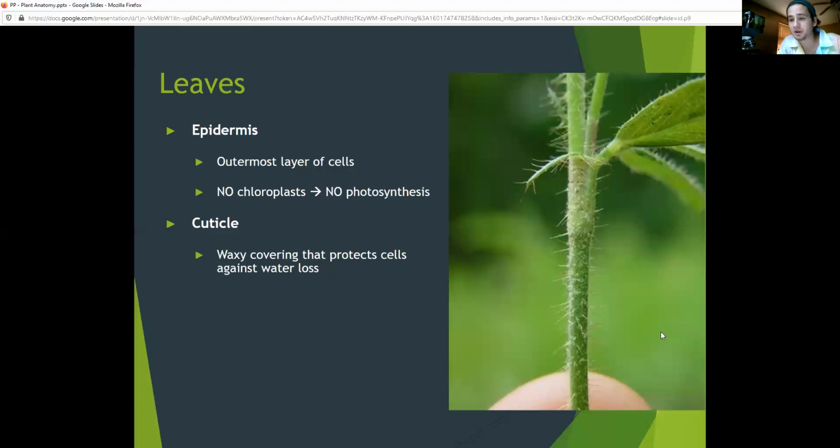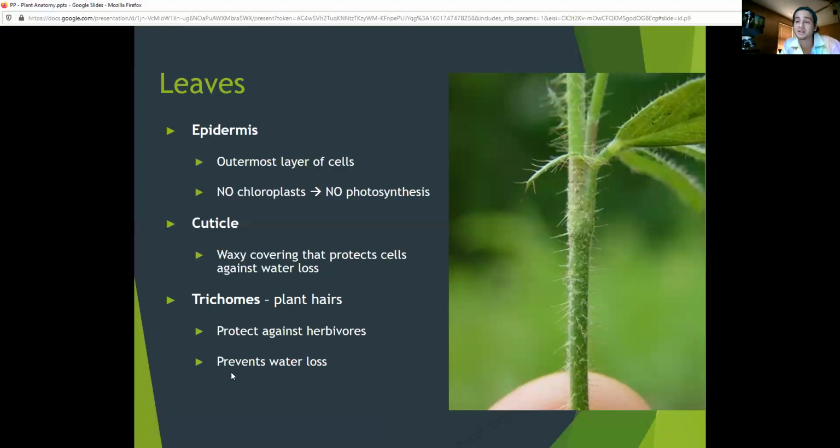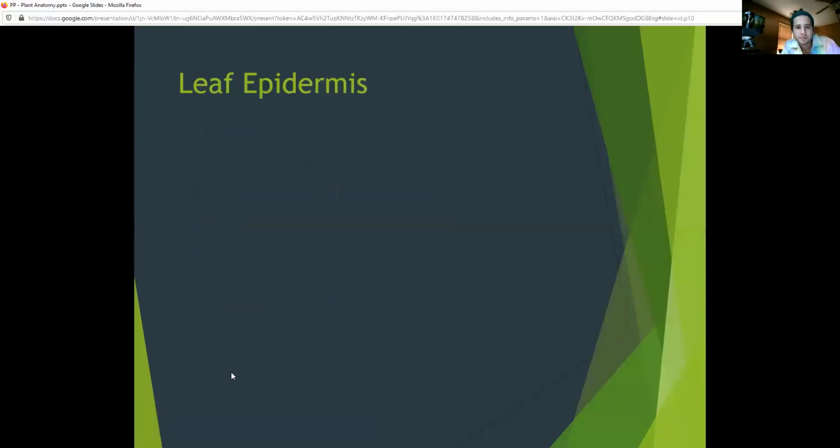FYI, if you ever see a bayberry candle, that's what they did. Apparently that used to be common in boutiques. I've never seen one though. So trichomes are these little hairs, plant hairs, that are designed to protect against herbivores, or in certain instances to prevent water loss. We're going to see an example of that in just a little bit.